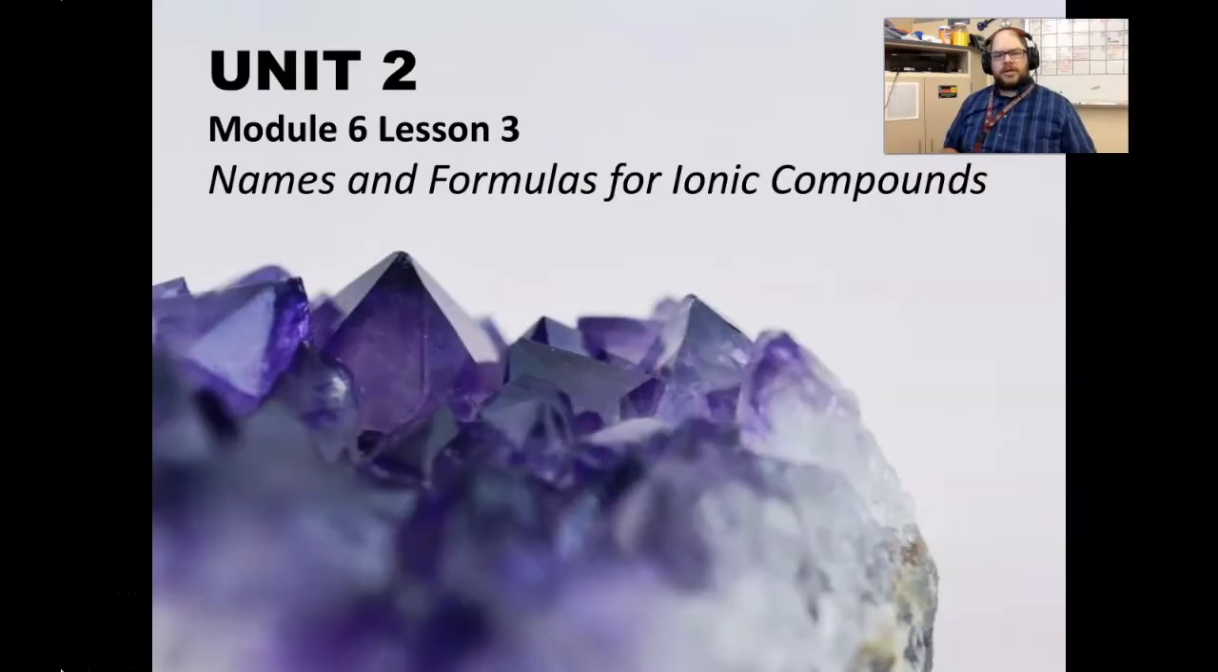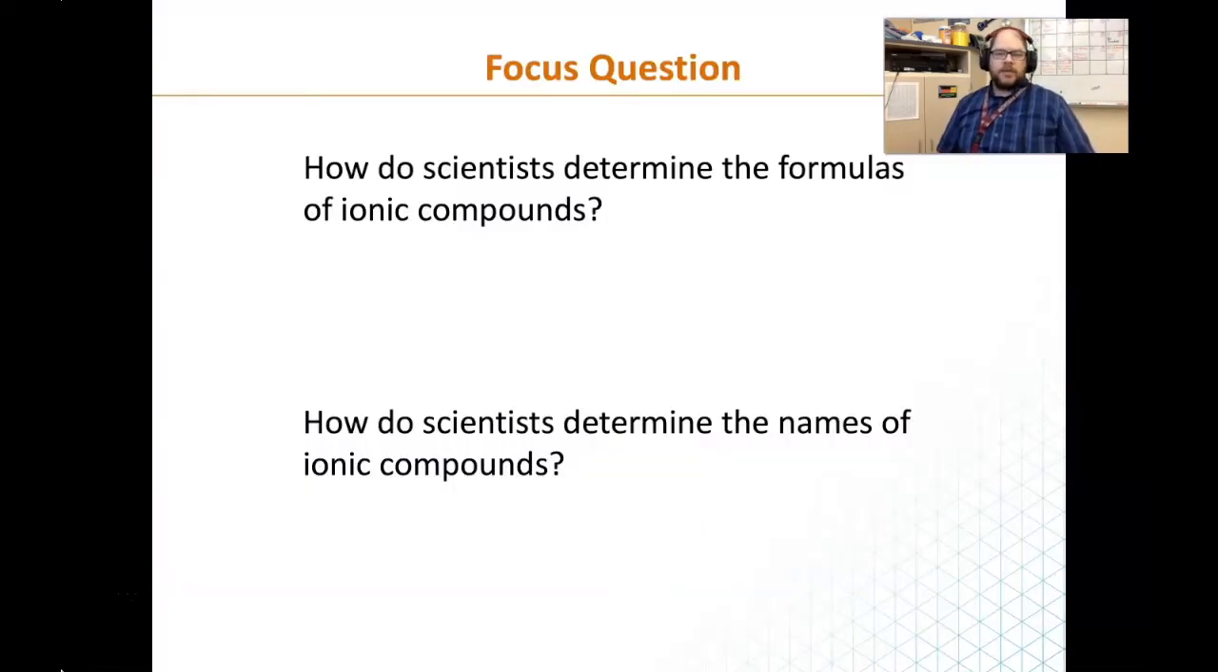Well, Mr. Allard here. We're going to talk Unit 2, Module 6, Lesson 3 on names and formulas of ionic compounds. This is going to be a two-part series, so this is part 1 where we're just going to focus on the formulas. So let's get cracking. Like I said, part 1, how do scientists determine the formulas of ionic compounds? In part 2, we're going to address how do scientists determine the names of ionic compounds. So we better get moving.